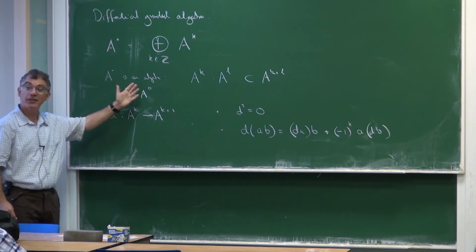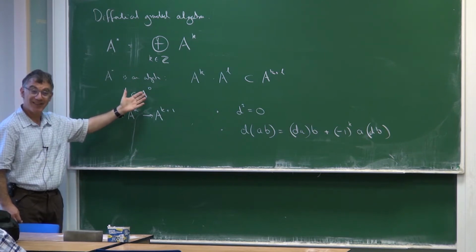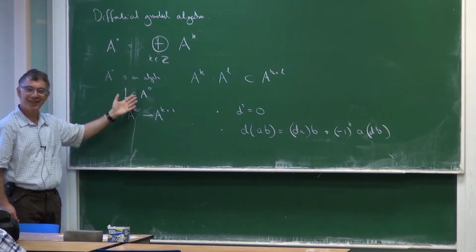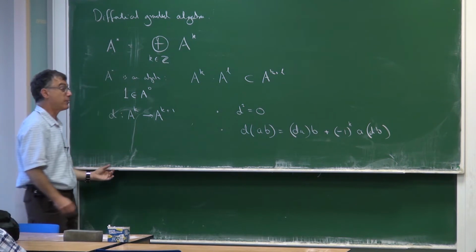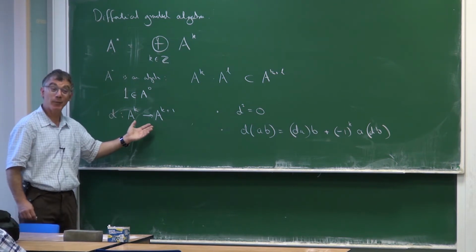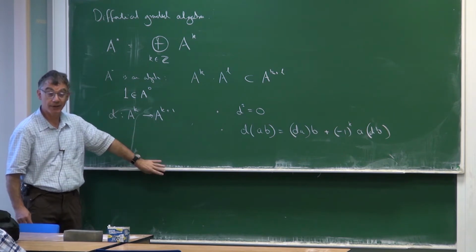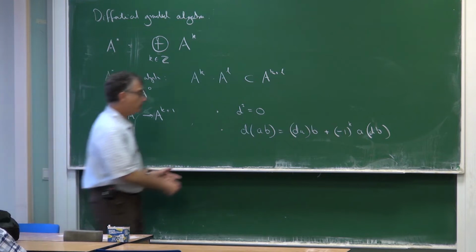For now, I'll just assume that my differential graded algebra is finite dimensional. So that's not exactly the example that I gave, which was differential forms, but I'll come back to that towards the end of the talk. Basically, I'll replace finite dimensional vector spaces by Banach spaces later in the talk, so I'll bring in a bit of analysis.